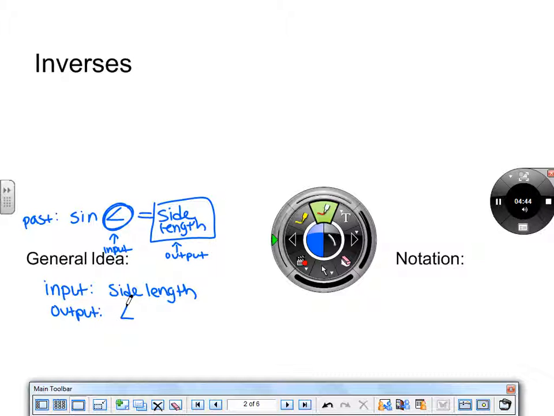Notation-wise, does anybody know how we write inverses? You guys remember from Algebra 2? If you had a function, then the inverse of that function, you use the same letter to know that they were related to each other. It's f of x, but you put this little -1 right there to say this one's an inverse. It specifically is the inverse of the one that it matches.